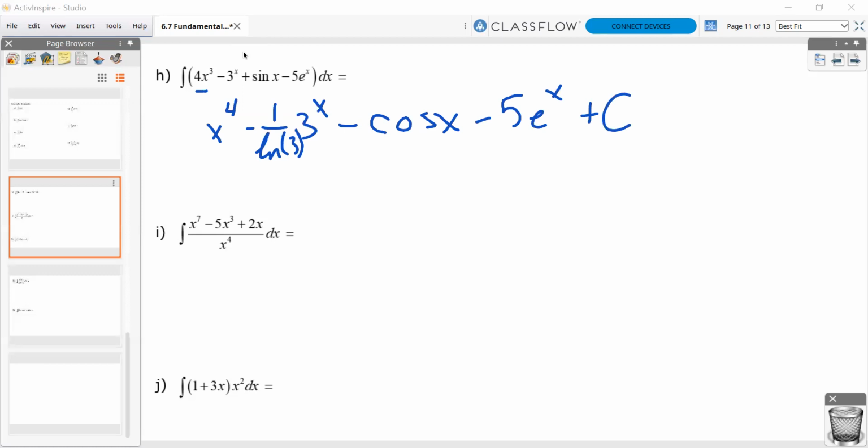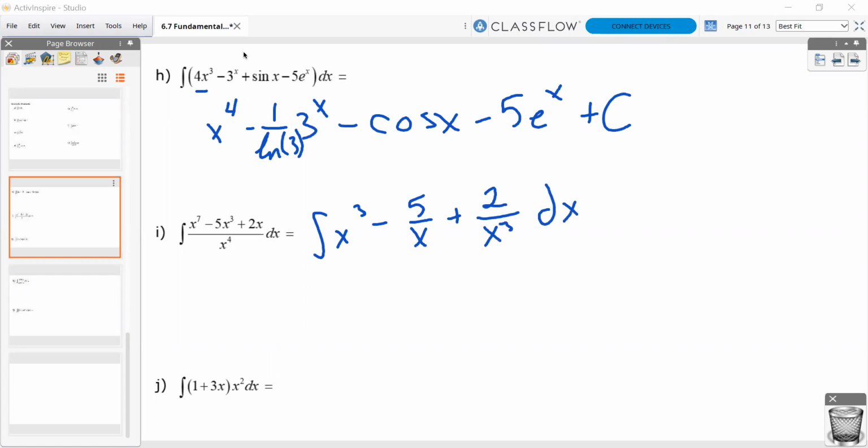All right, for I, notice how this divisor is a single term. That's really helpful for us. If this were to have like x to the 4th plus x squared, this problem becomes a whole lot more difficult to deal with. But here we can just divide each one of these out. So let's simplify this down to x cubed minus 5 over x plus 2 over x cubed dx. This is much easier for us to integrate.